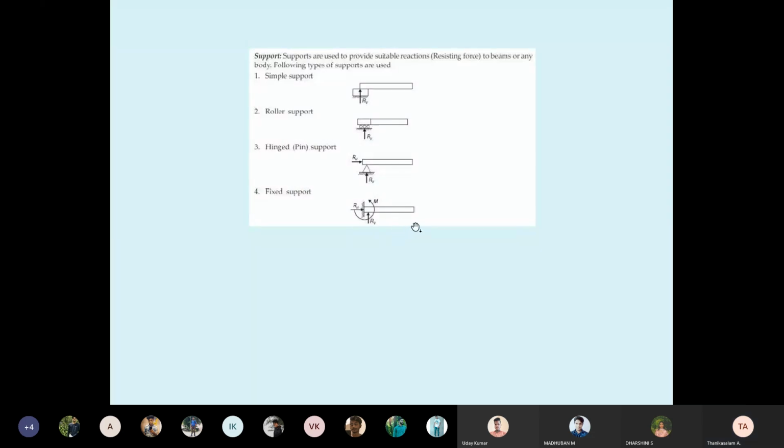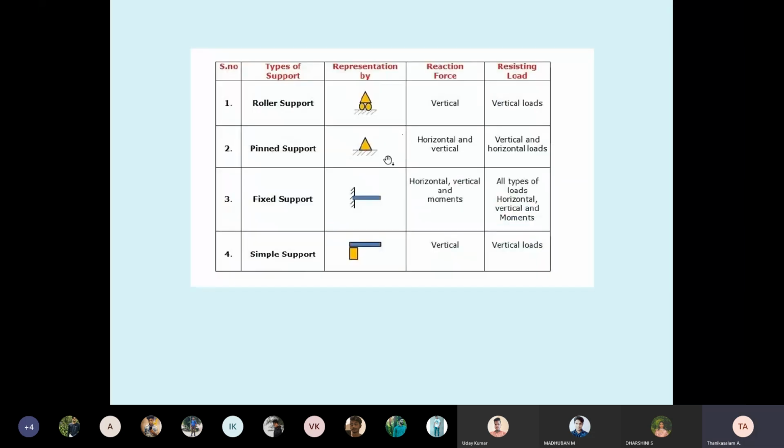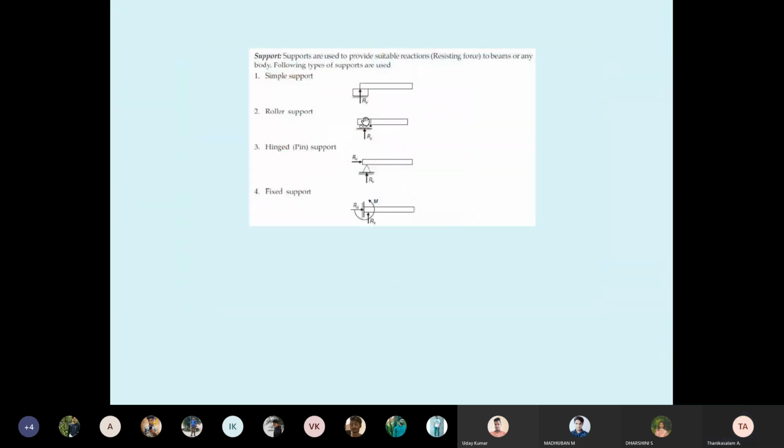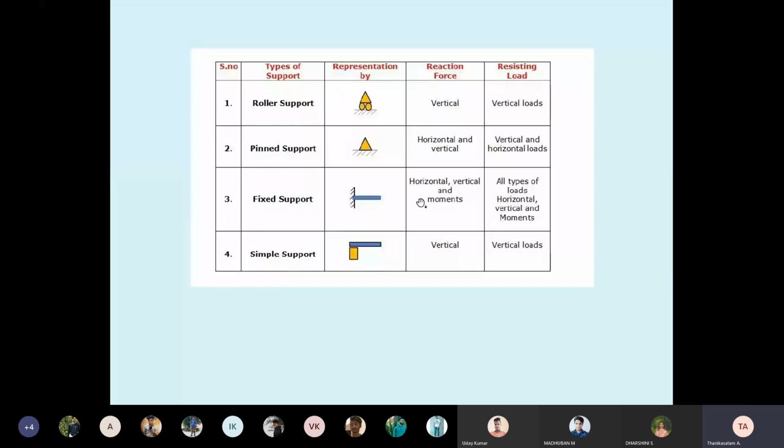Simple support means just one object resting on another one. That's called a simple support, represented like this. A simple support has one vertical reaction, Ry, the reaction in Y direction. Suppose the point is given, you have to be clear. I think you have got the points. These are the supports we use in our daily life.